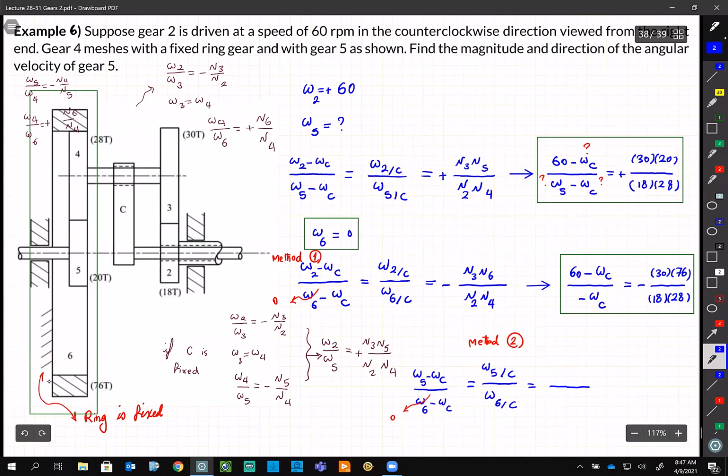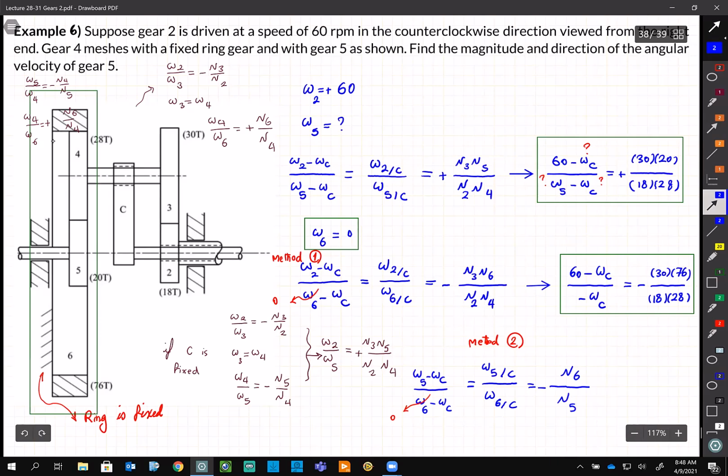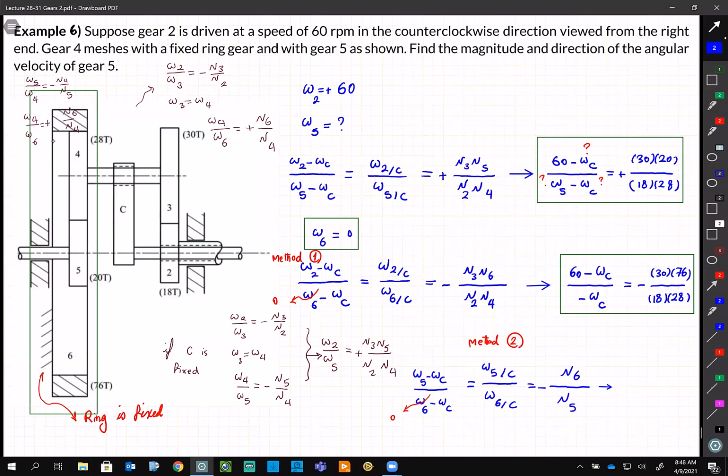So that's redundant, and you can see why, because it's a simple system. They're all in one plane. 4, 5, and 6, they are in one plane. But even if you don't know it, just writing the math will tell you. So omega 5 over omega 6 will be N6 over N5 with a minus sign, right? So you substitute your values, and now you have 2 equations, 2 unknowns.